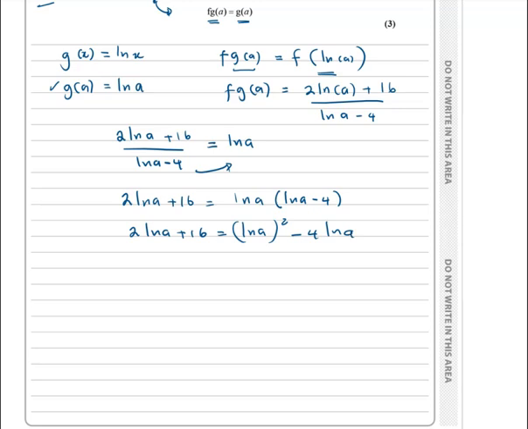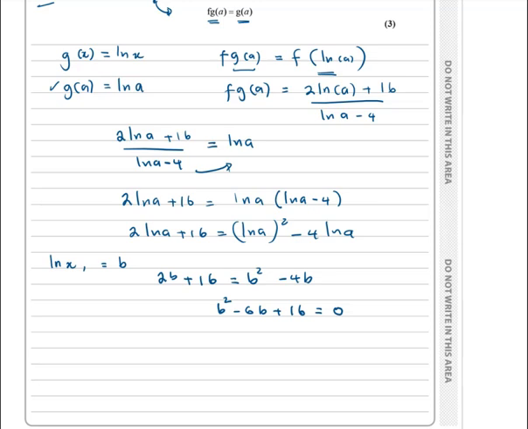Move everything to one side. In order for us to see it more clearly, let my ln of a be a value, say b, so I'll see it more clearly. That means my equation is going to be 2b plus 16 is equal to b squared minus 4b. So if you move everything to one side, you have b squared minus 6b minus 16 equals 0.